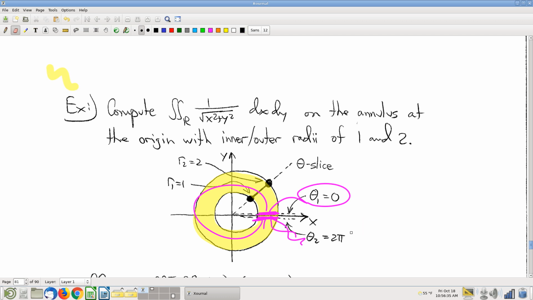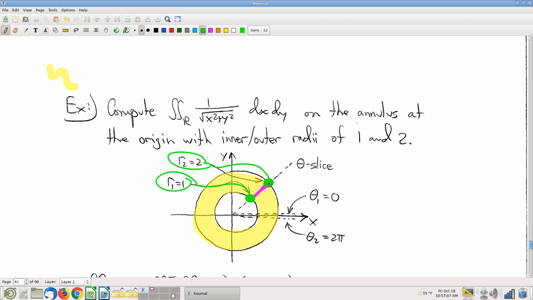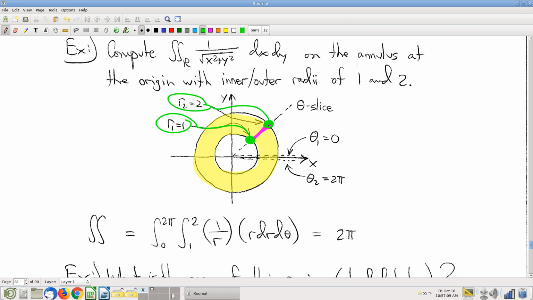Okay, my computer just froze for a second there. Your last slice is here where theta is 2 pi. Right? And then for a given slice, R starts at that point. What's the value of R at that point? Well, whatever the inner radius is. R ends at that point, where R is whatever the outer radius is. Right? So you have easy bounds, and therefore an easy integral in polar coordinates.